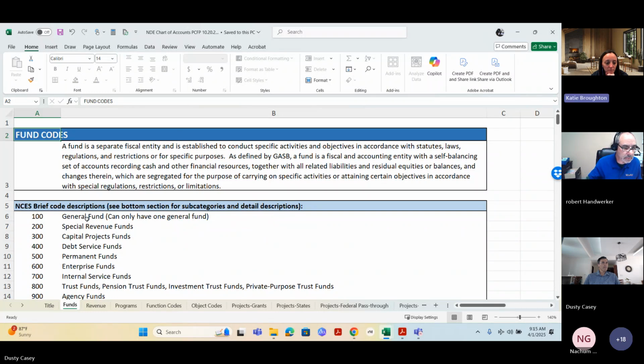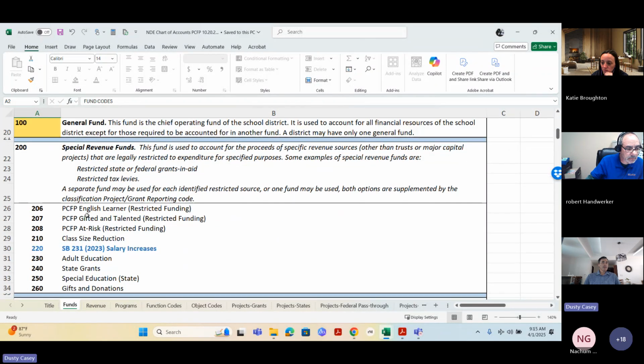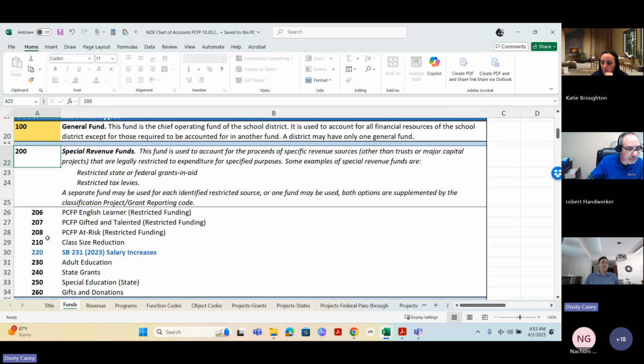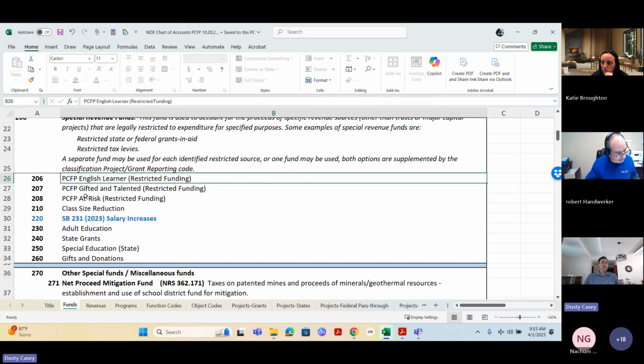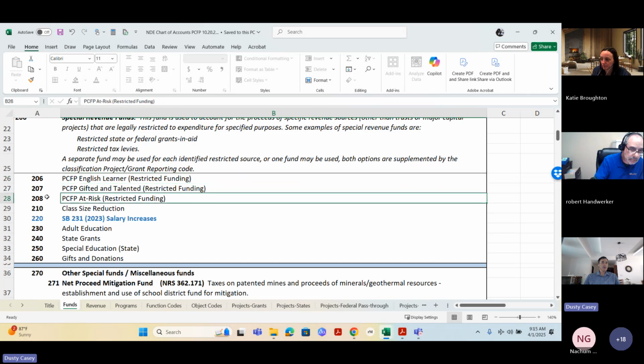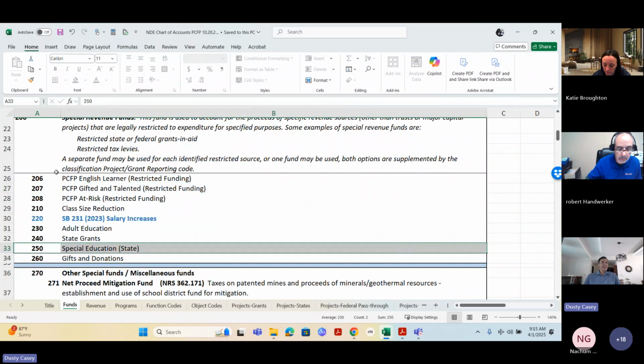We can see it. Okay, this is the NDE chart of accounts. This is the fund tab. It's right after the title tab. Your funds, here's your 100 fund. In your special funds, if you are getting PCFP, English Language Learner funds, at-risk funds, here's your fund numbers. Gifted and talented, here's special education.